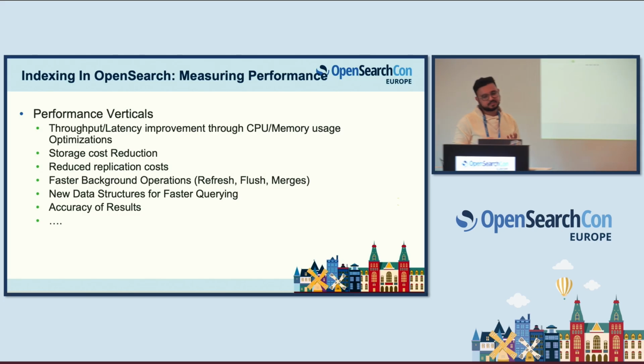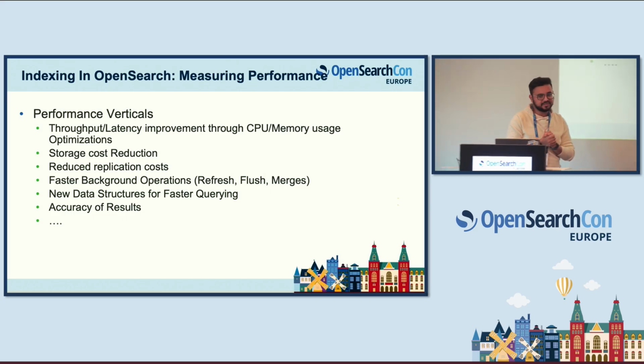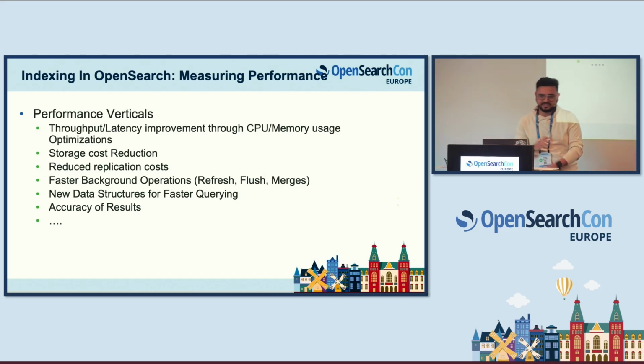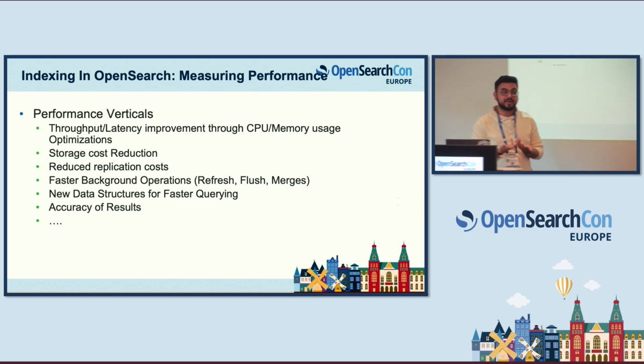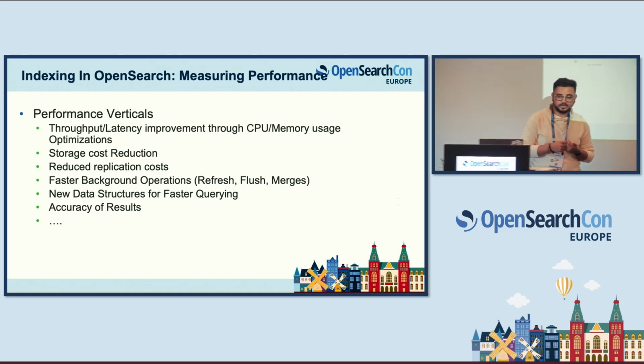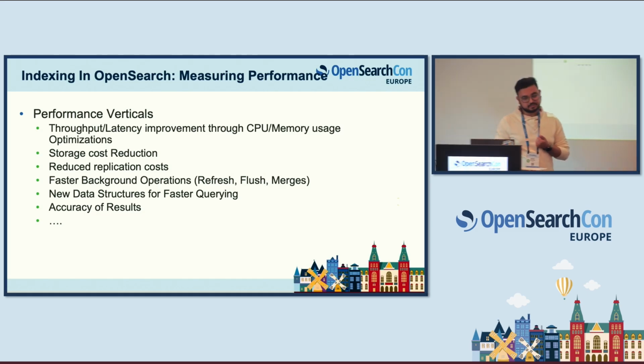A few of the areas we explored are throughput and latency improvement for the entire indexing process. Then there is storage cost reduction, and the replication costs that are involved, for example the segment replication that I talked about. Then making the background operations faster, because they also consume CPU and memory. So how can we make them faster and more efficient? How can we introduce new data structures for faster querying?